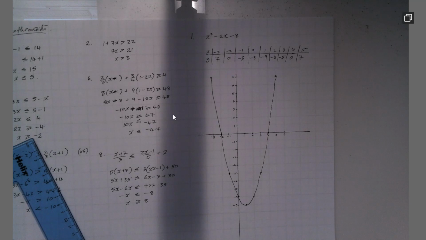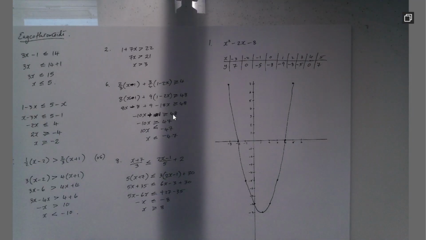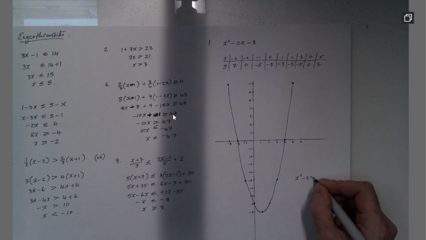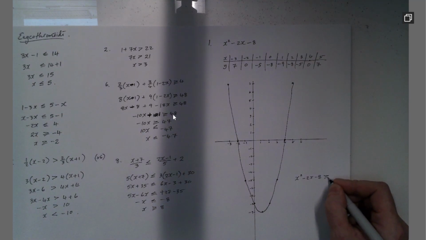Now, and there's the graph. Okay? That's straightforward. Now, you shall use the table of values and your graph to find the solution set of the inequality x squared minus 2x minus 8 greater than or equal to 0. Now, mark this inequality as equal: x squared minus 2x minus 8 is 0.